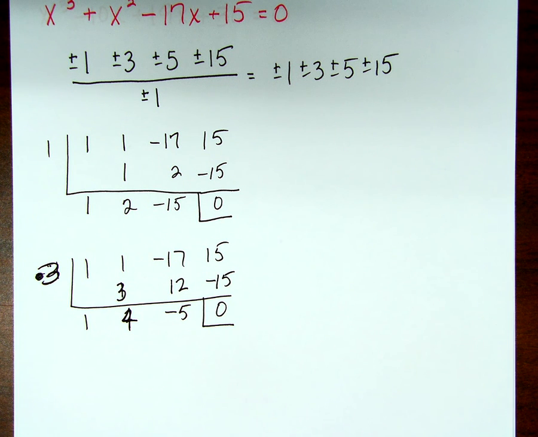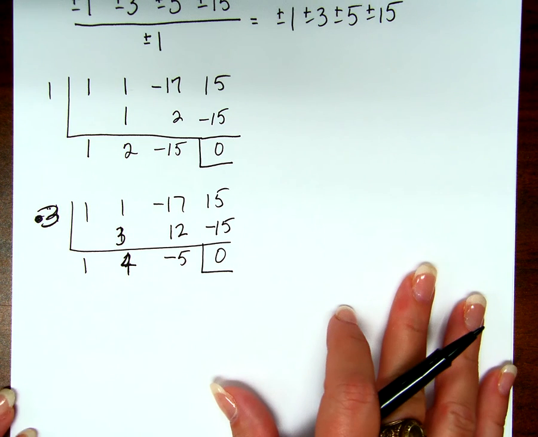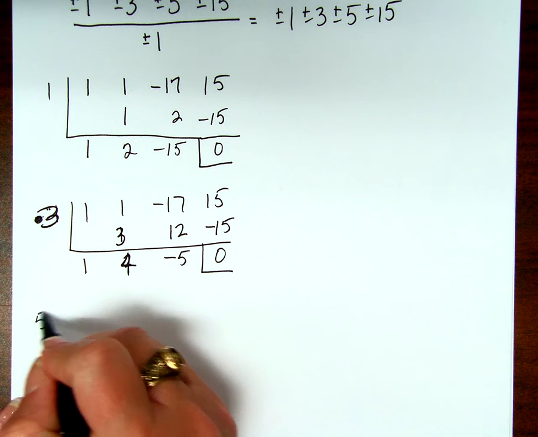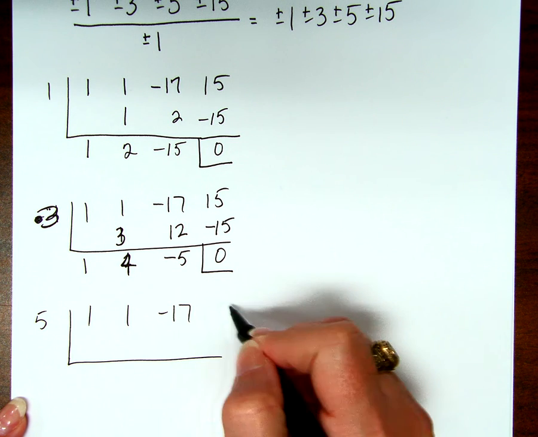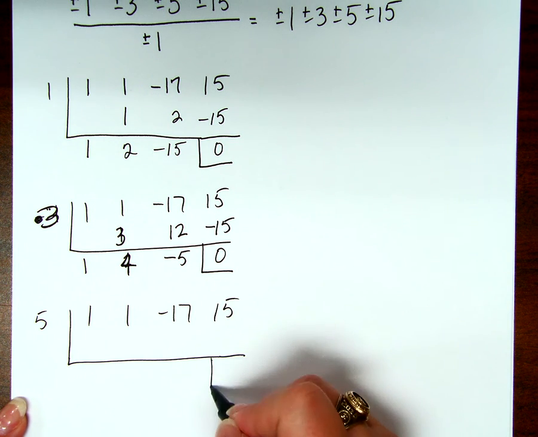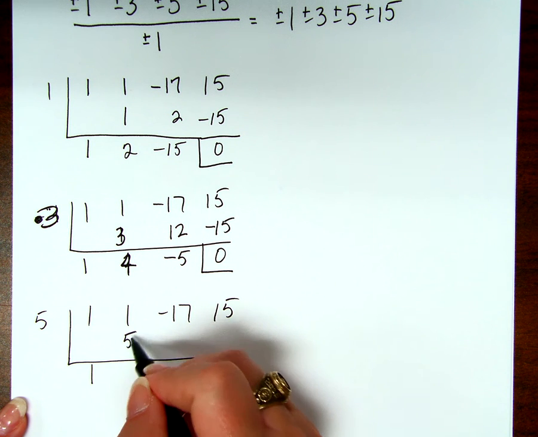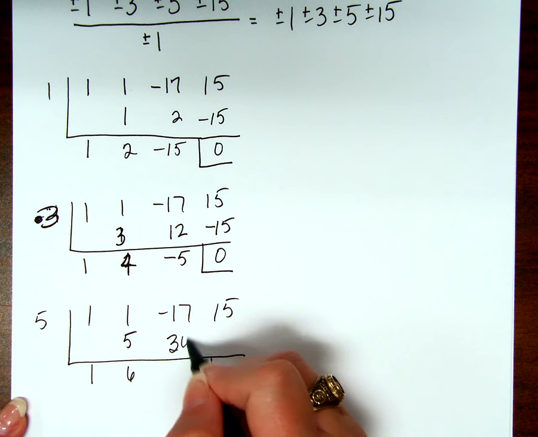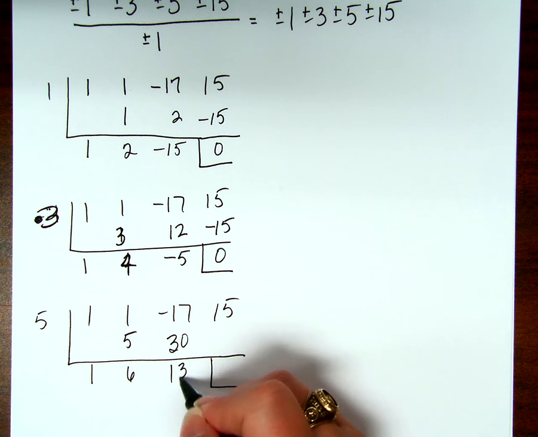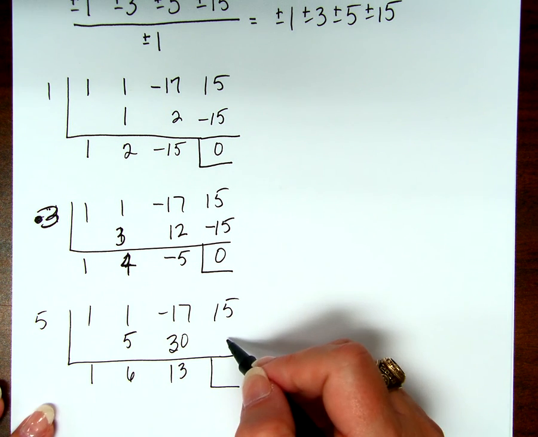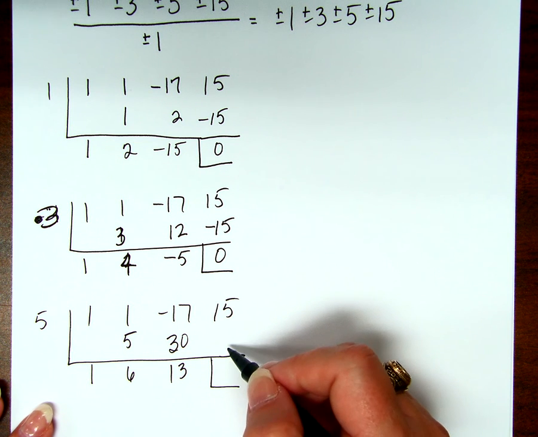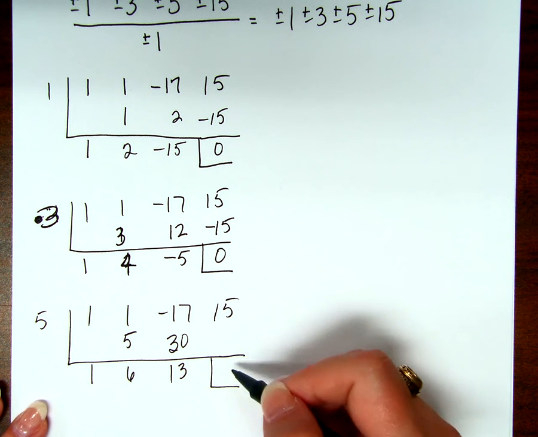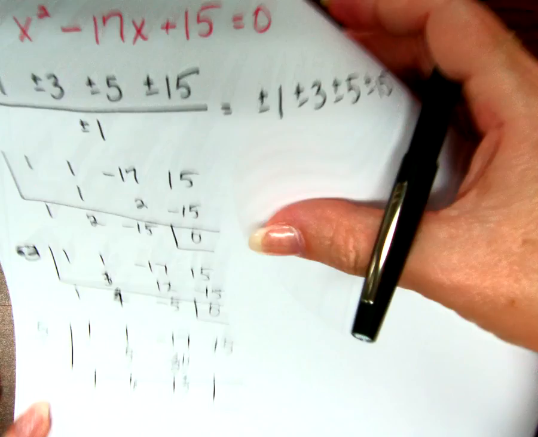How many more do I need? 1 more. Okay, what do you want to try next? 5, okay. 1, 1, negative 17, 15. 1, 5, 6, 30, 13. Uh-oh. Do I even need to finish this? No, it's going to be a positive number. That's not going to be 0, is it? Okay, what do you want to try next?